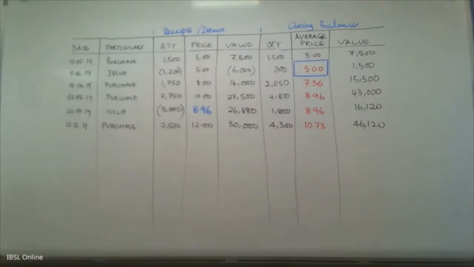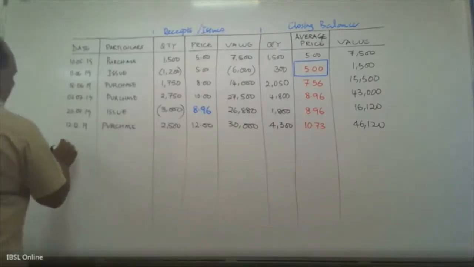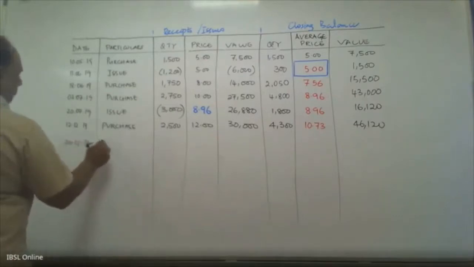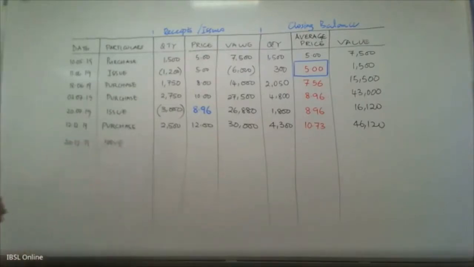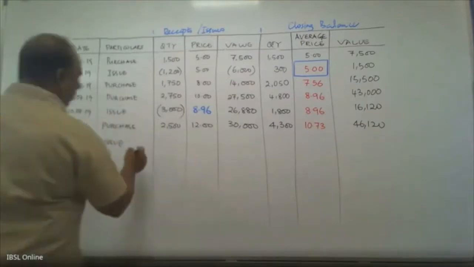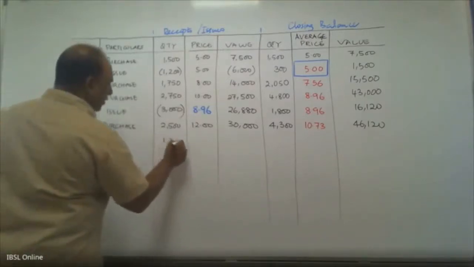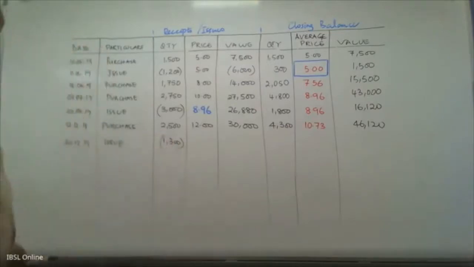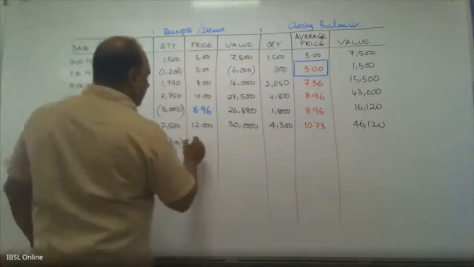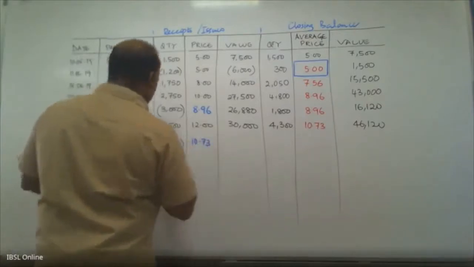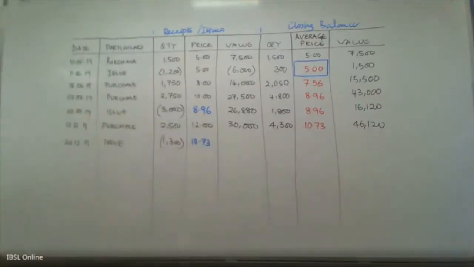So now on 20th December, you have to issue 1,300. So I have already 4,300. But the value that I'm going to use will be 10.73. So what is that? 1,300 into 10.73, 13,949.